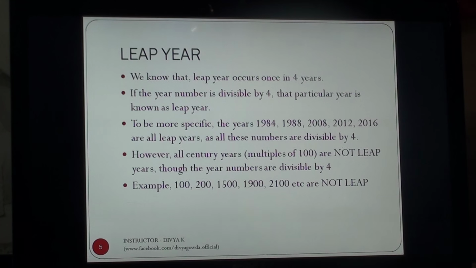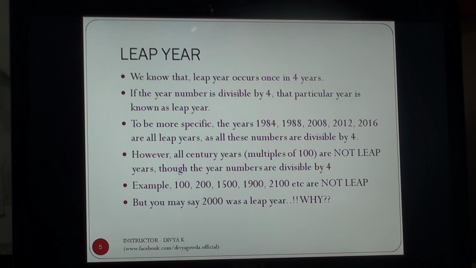You might be wondering why this is so for 100, 200, 1500, 1900, 2100. Suppose you have your mobile phone or any tab with you, you can check for 1900 or 2100. In that year, you won't have February 29th. That means they are not leap years. There will be only 365 days.